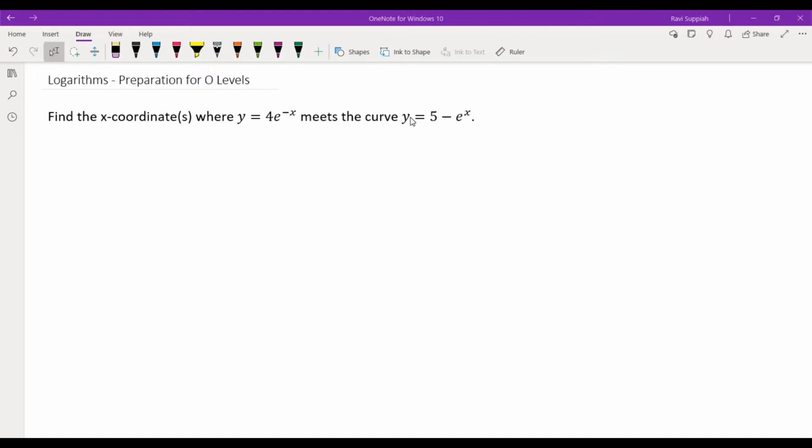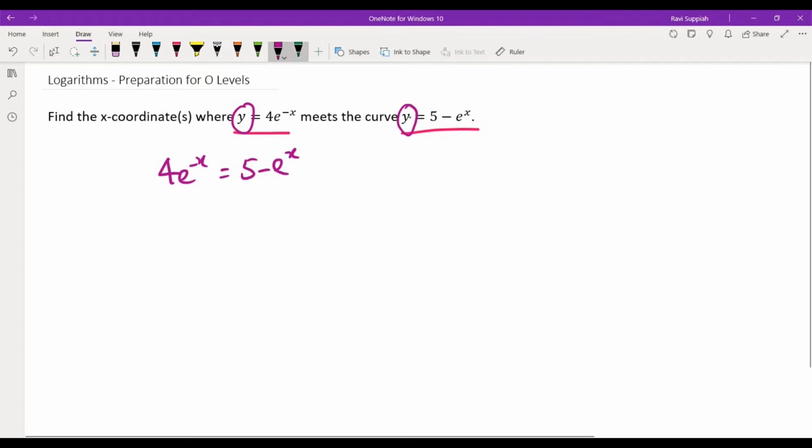We are asked to find the x coordinates where y equals 4e^(-x) meets the curve y equals 5 minus e^x. The point where the two curves meet will have the same x and y values. Since we have an expression for y for both of these curves, we can equate them together. So 4e^(-x) equals 5 minus e^x.